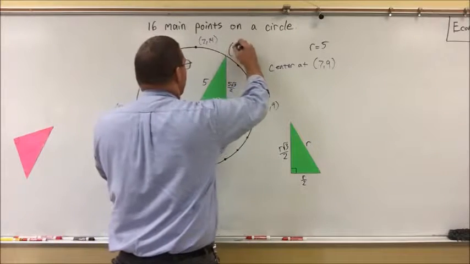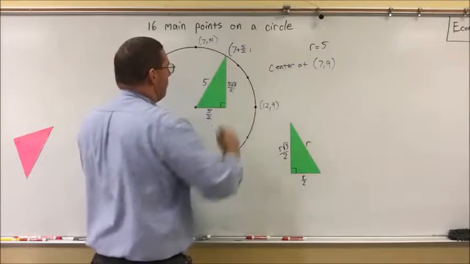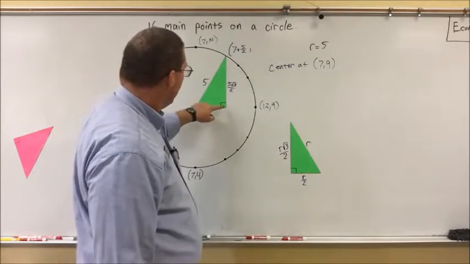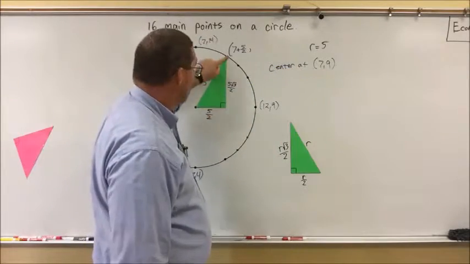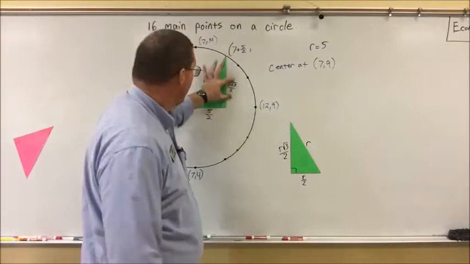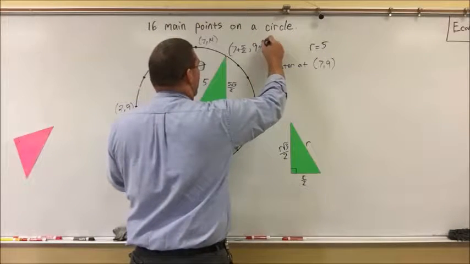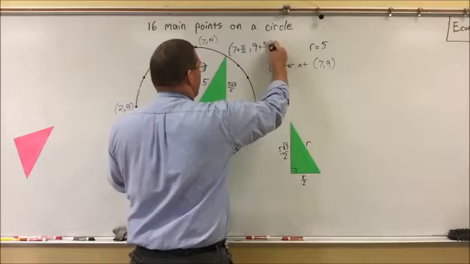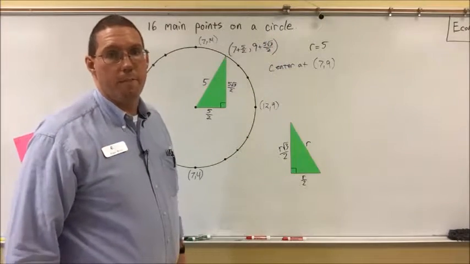So all I have to write in here is 7 plus 5 over 2, comma. The y-coordinate is 9, but then it's going up. So that's 9 plus, and it's going up by 5 square root of 3 over 2. So we're just going to put 9 plus 5 square root of 3 over 2. And that's the coordinate of this first point up here.